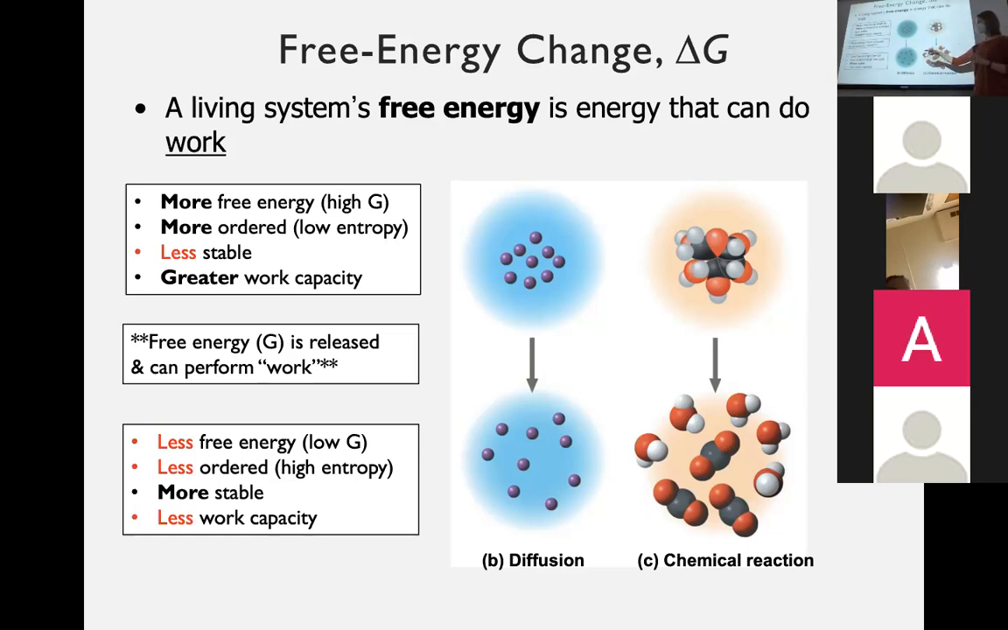Now at the bottom, we have essentially the opposite of what I have in the box up here. There's not a lot of free energy. This scenario down here cannot do a whole lot of work. So low G, it's a lot more disordered, so high entropy. It's now more stable because there's less breaking apart that can happen. It also has less work capacity because there's less free energy. It's already done some work by breaking apart and releasing energy, so now it has less ability to do that in the future.